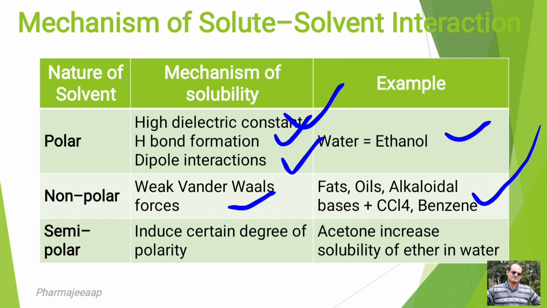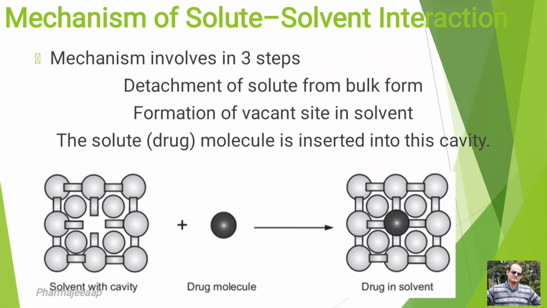Next is semipolar solvent. Here the mechanism of solubility is to induce a certain degree of polarity. Acetone increasing the solubility of ether in water is the best example for semipolar solvents.